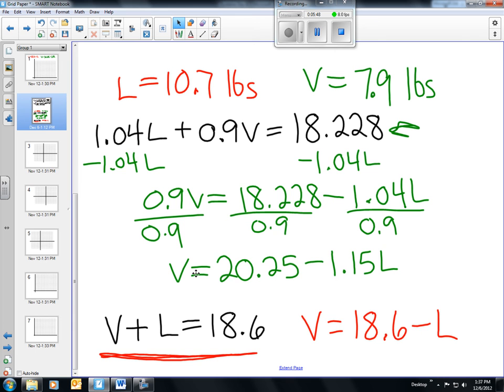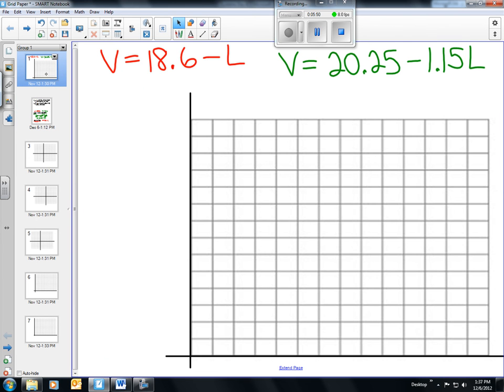And we want to go ahead and use those to create a graph. The V here is going to be our vertical axis, and L is going to be our horizontal axis. On this red equation, we know that our starting point is going to be 18.6. So we can approximate this. Each of these boxes is 2, so you say 2, 4, 6, 8, 10, 12, 14, 16, 18. This would be 20 up here. So 18.6 is going to approximately be right here.